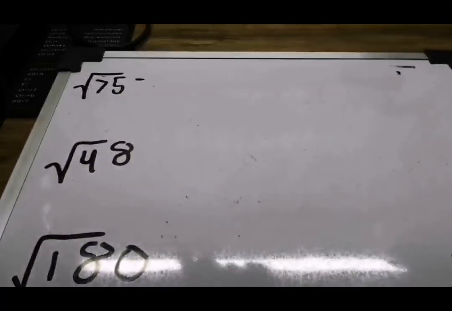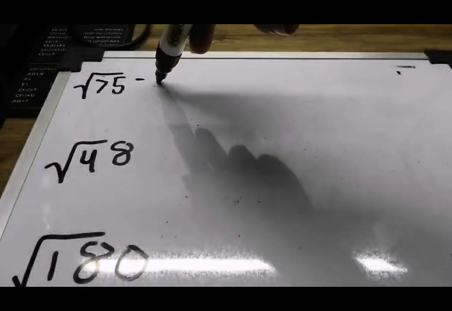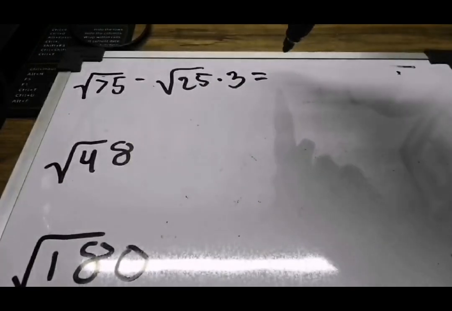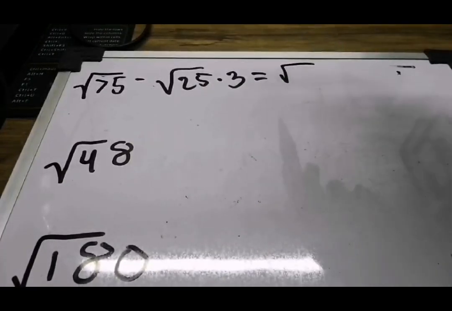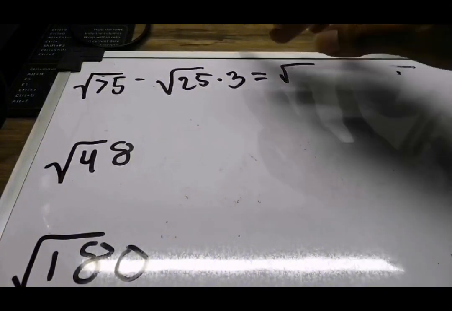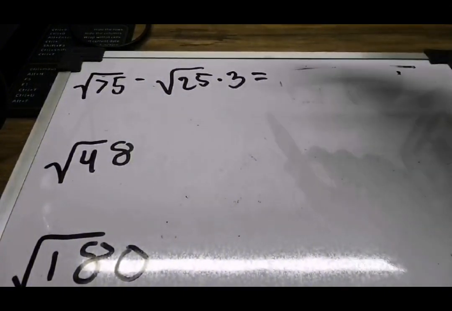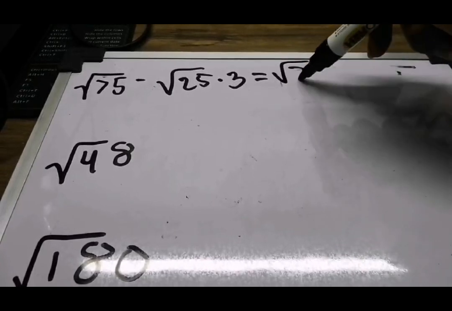So let's go and have the 7 examples. Here, an example, we have the square root of 75. Since 75 contains a perfect square, we have 25 times 3. And when you multiply 25 times 3, that comes out as the square root of 75.